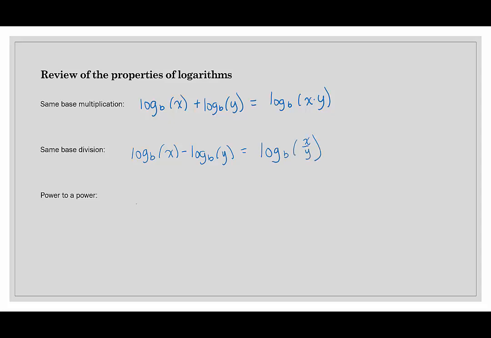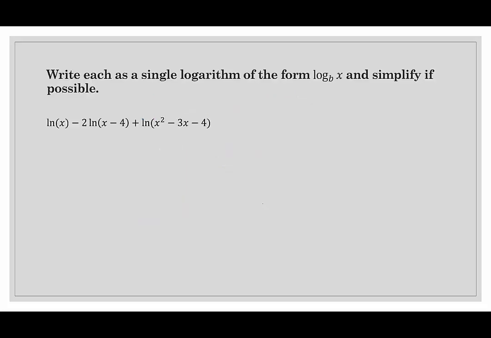And lastly, for power to a power, if we see something like c times log base b of x, we could rewrite this as log base b of x to the power of c. So the argument gets raised to the power of the coefficient. Okay, let's move on to the examples.